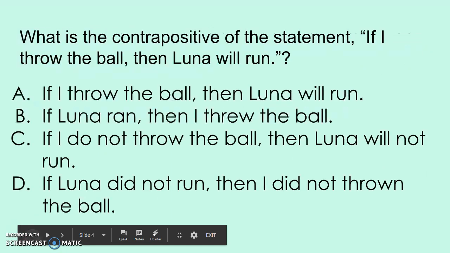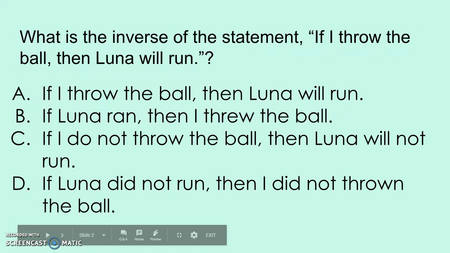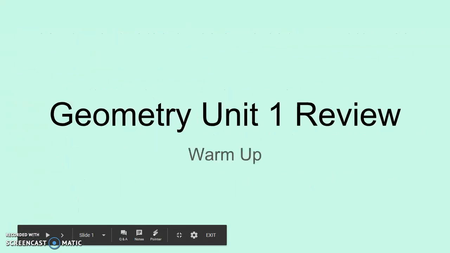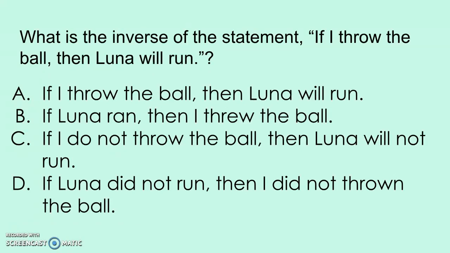I think we may have missed one. So going back, we actually missed the first two. So first one is, what is the inverse of the statement, if I throw the ball, then Luna will run? Inverse, I should think negate. We're going to make things not, right? If I throw the ball, then Luna will run. So I should be thinking if I do not throw the ball, then Luna will not run.